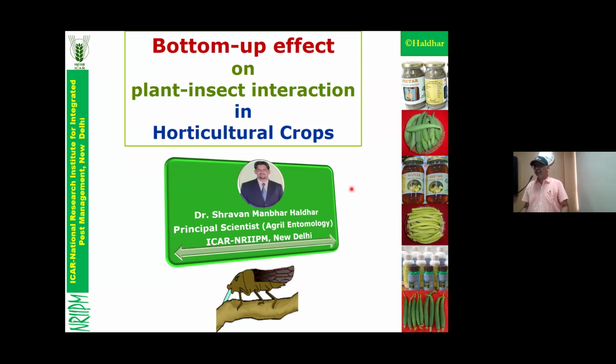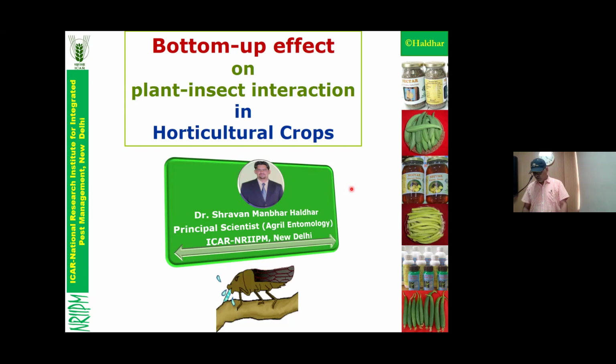Respected Director Sir, and today's guest, Head of Plant Protection, CTCRI Trivandrum, and our in charge of the three departments, as well as principal scientists, senior scientists, and technical staff. So today my topic is the bottom-up effect on plant-insect interaction in horticulture crops. I chose this topic because it is related to host plant resistance, and that is the first component of our IPM.